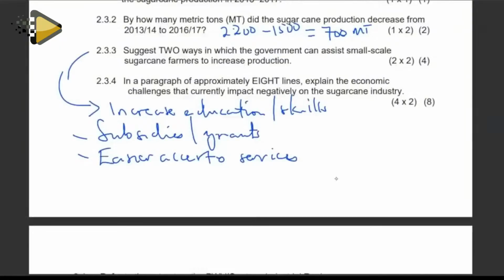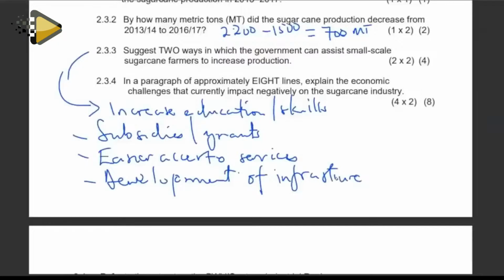Then we can also talk of development of infrastructure. The government must develop infrastructure in the areas where the farmers operate so that they can easily access whatever they need. For example, the road networks, the railway, so that they are able to transport the raw materials into their farms and also the final products, and do whatever they need to do along the provided infrastructure.